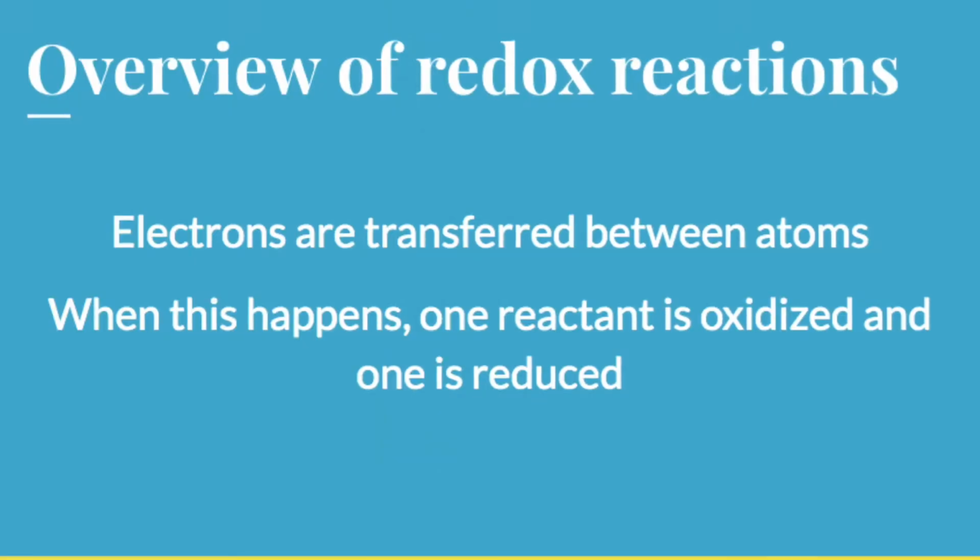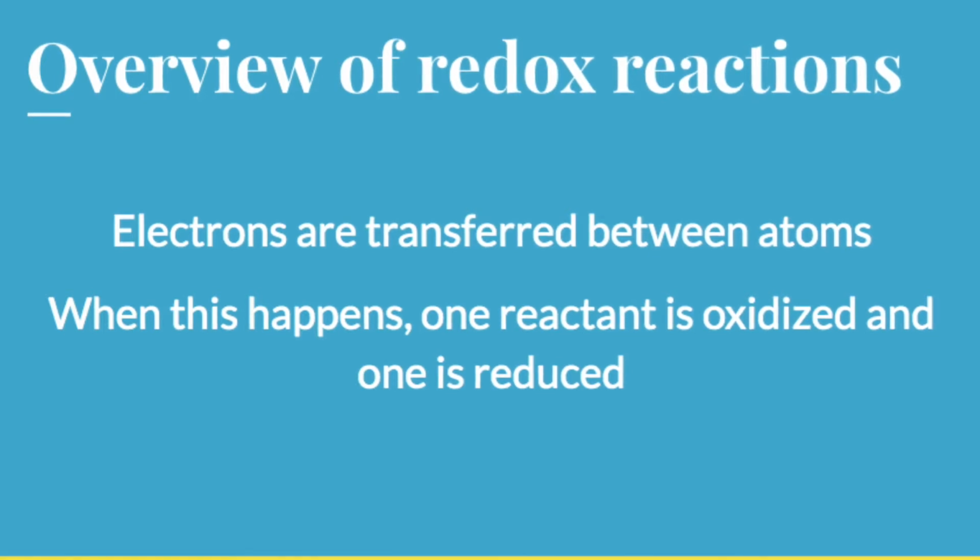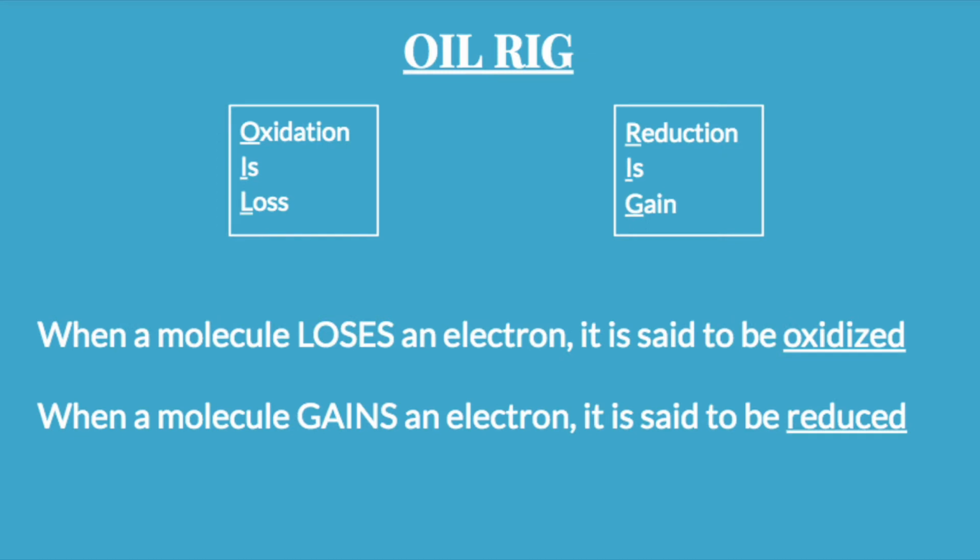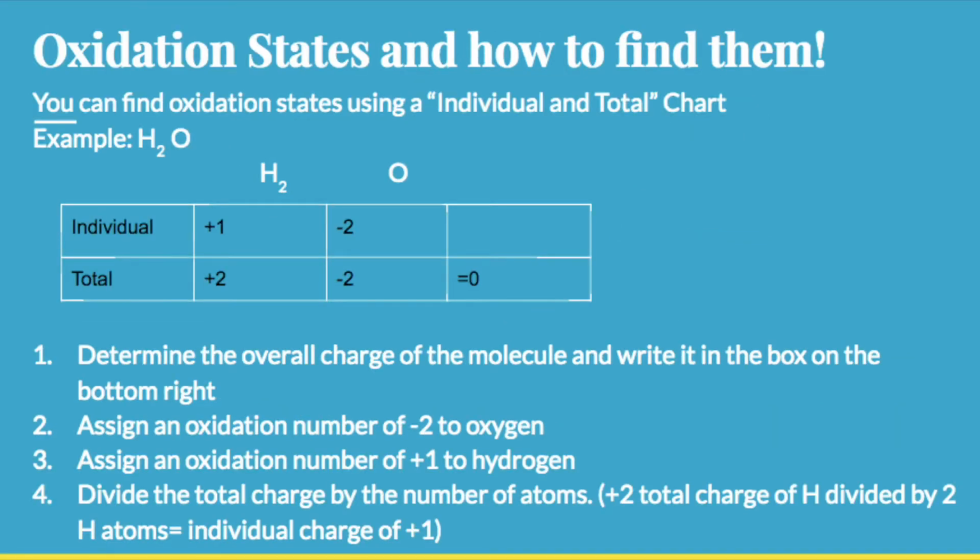A redox reaction happens when electrons are transferred between atoms. When this happens, one reactant is oxidized and one is reduced. When a molecule loses an electron, it is said to be oxidized. When a molecule gains an electron, it is said to be reduced. One way to remember that is "Leo says grr," or "OIL RIG": oxidation is loss, reduction is gain.